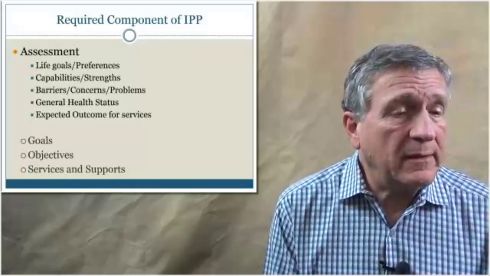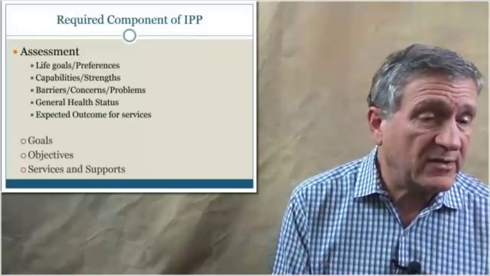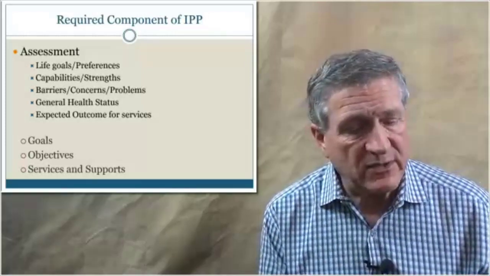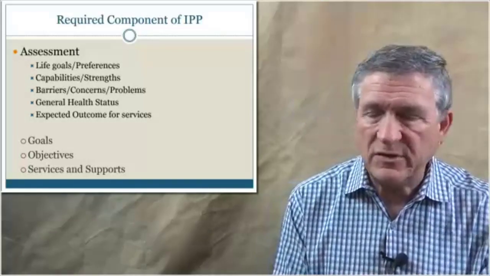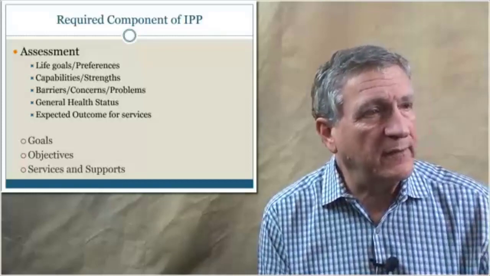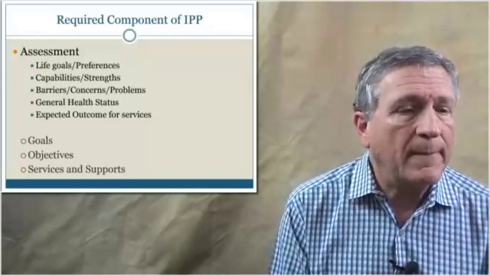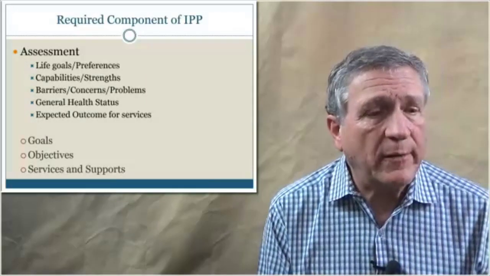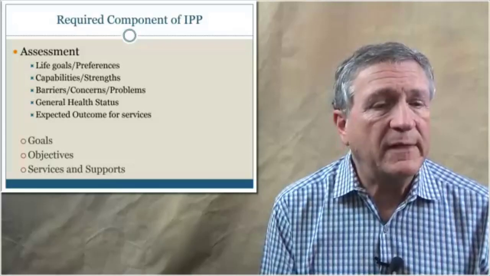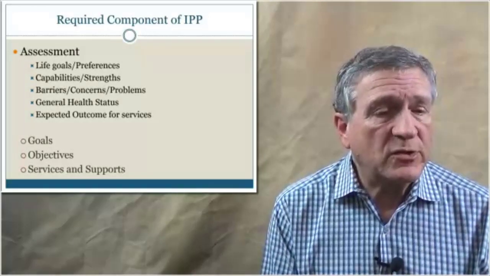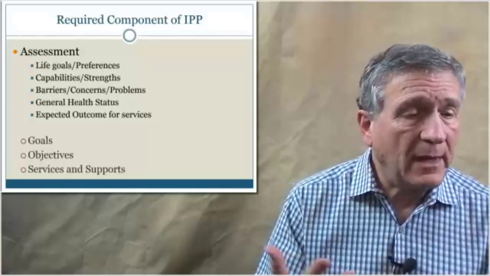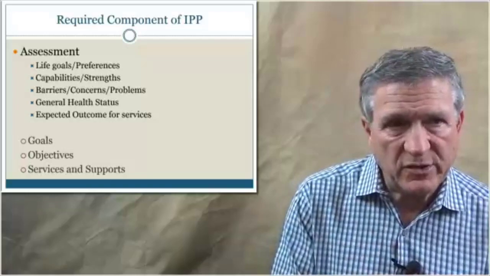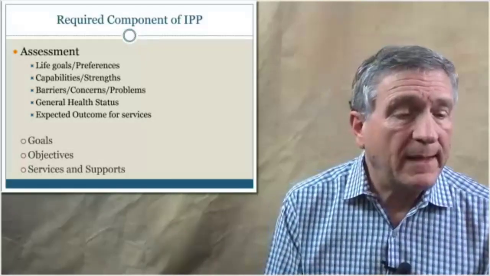It also involves, obviously, the consumer's goals, their preferences, their capabilities, their strengths, barriers, concerns, problems, general health status, expected outcomes. An IPP really is a document that contains all aspects of the consumer's life, even those areas that the regional center is not going to be paying for anything. But the case management responsibility of the regional center is to look at all of those areas, such as health. Are they seeing the doctor? Are they seeing the dentist? Are there other issues going on in the consumer's life? So it's really a comprehensive document that looks at their entire life and all aspects of the life. Obviously, within the IPP are the goals and the objectives, and then lastly, the services and supports, whether that be coming from the regional center or whether that be coming from another agency.